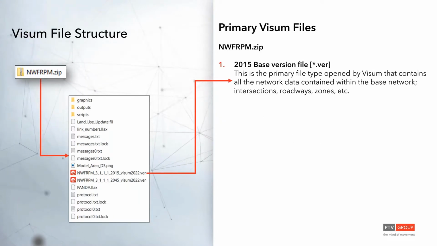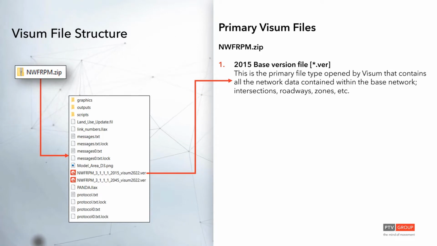Okay, so the first thing we want to start with is, what will the file look like when you download the NWFRPM zip file? When you download this file and you unzip it, you're going to see in there two version files. We have the existing 2015 model file, base model file. We also have a 2045 forecast model file.